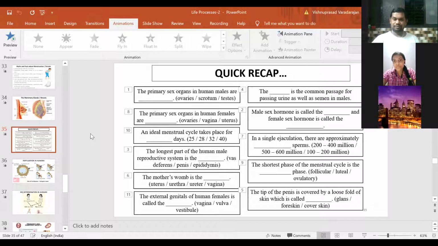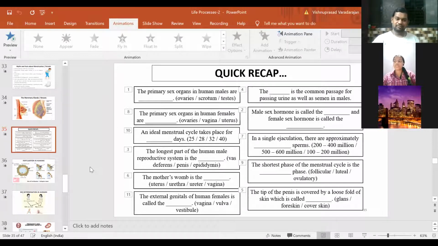So you should remember that we are calling the female gamete the secondary oocyte, the one which is released during ovulation. The correct word is not the ovum, it is the secondary oocyte.